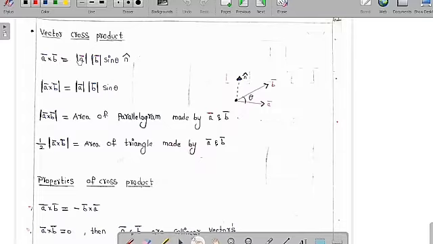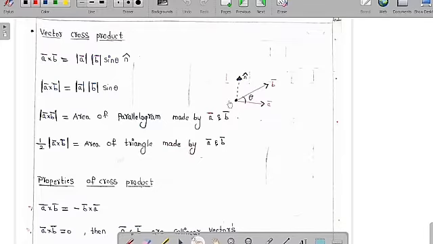That length will be magnitude of A bar into magnitude of B bar into sine theta, where theta is the angle between A bar and B bar, and this n cap is called the unit vector of this cross product. If you want to know only the magnitude of A bar cross B bar, then you take only the magnitude part but not the unit vector. So it is magnitude of A bar into magnitude of B bar into sine theta.